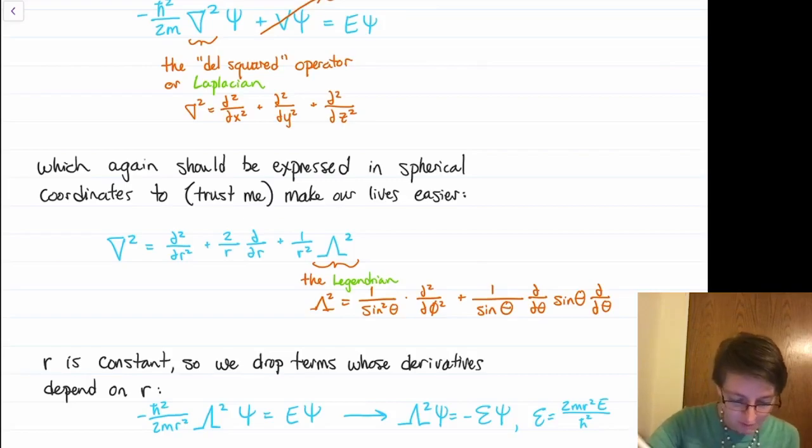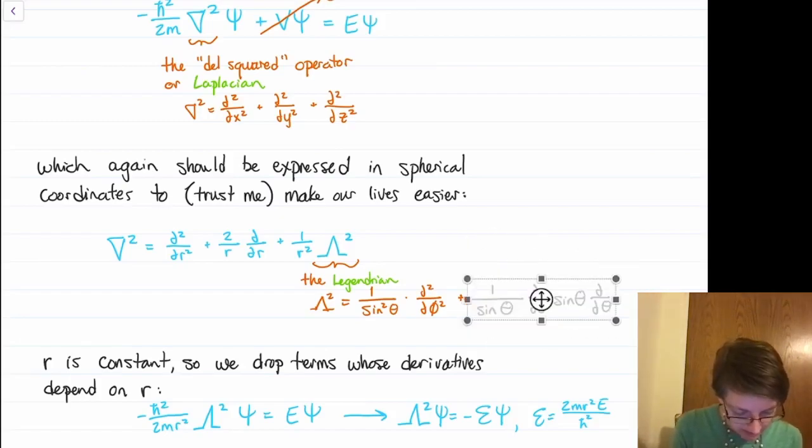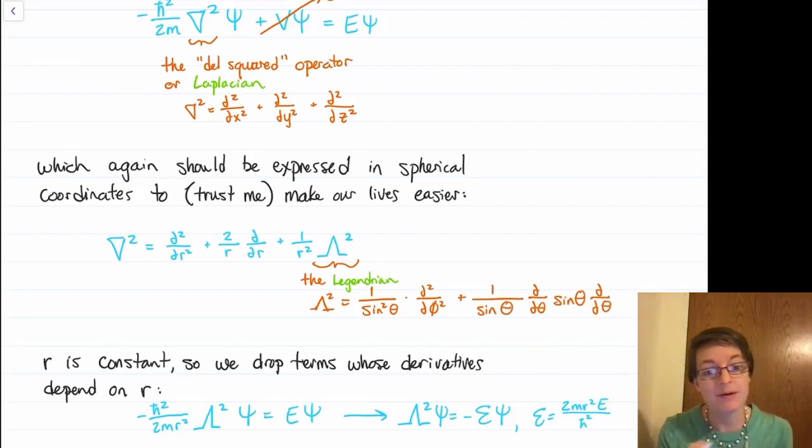And I want to make one mathematical note here. Even though you might be tempted to look at these last two sine functions on the right side of my screen and say, ooh, maybe those will cancel out, remember that order of operations doesn't allow us to move around the derivatives. And so we can't simplify this Legendrian any further than I've shown it on this slide.